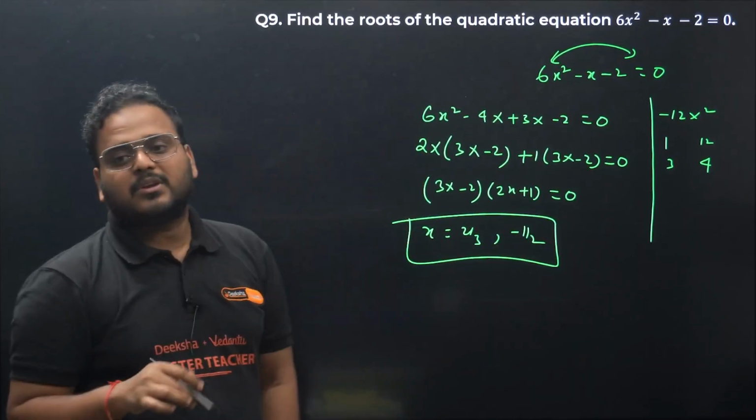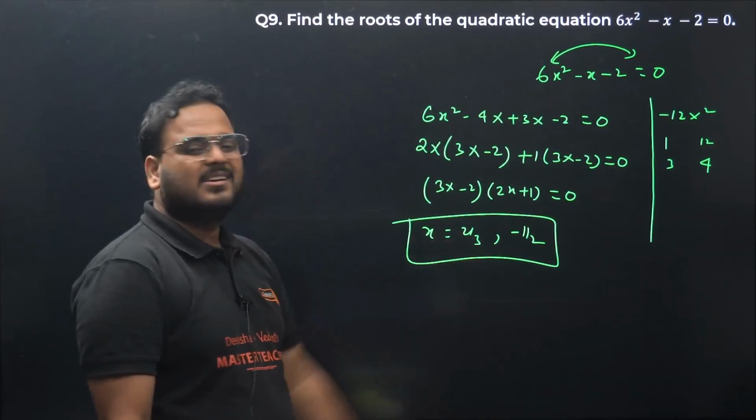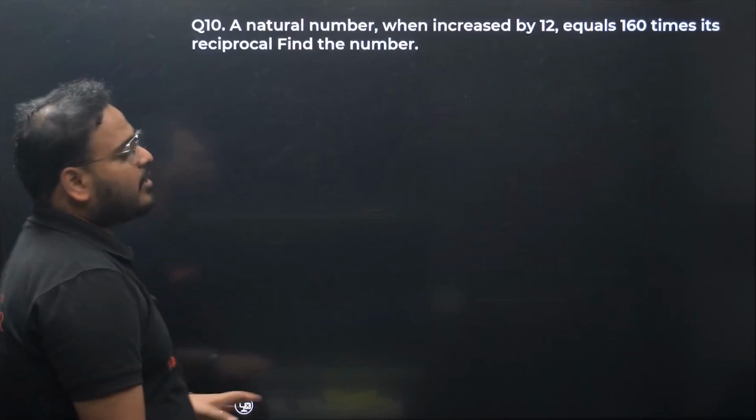You can get the same result using your Sridharacharya formula method as well, but I think this is simpler and faster in this particular case. It's a 2 marker question. If it is asked, it will be for 2 marks.